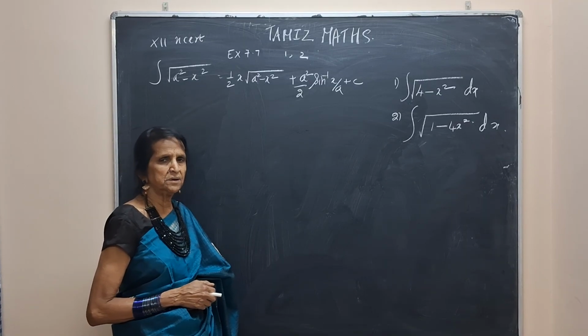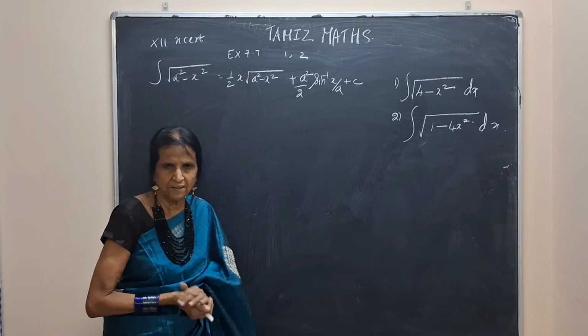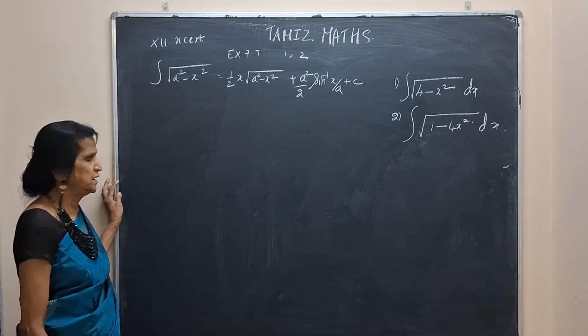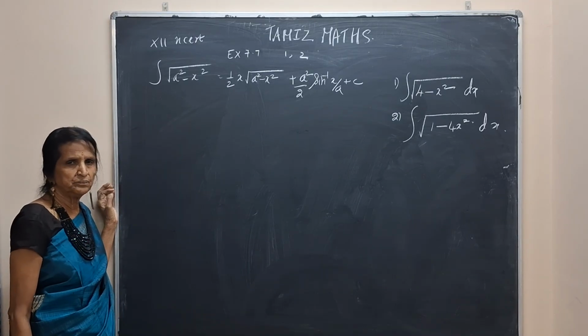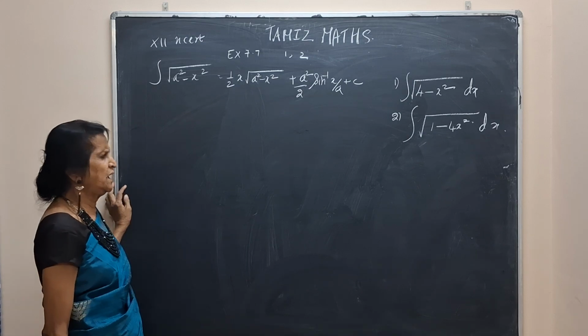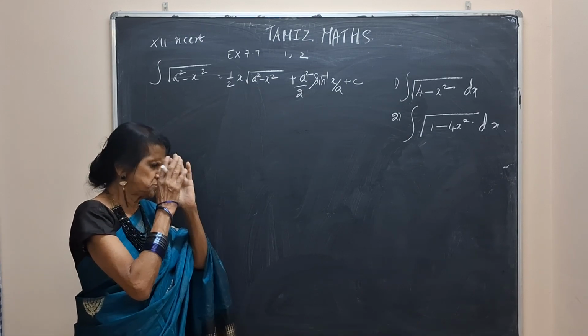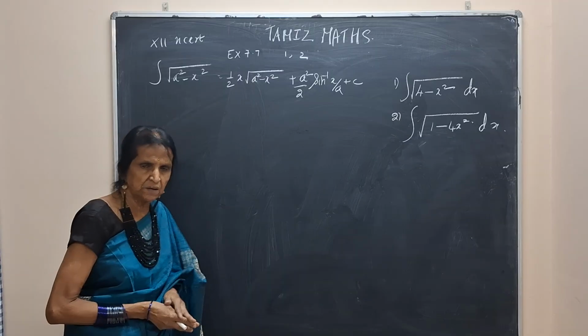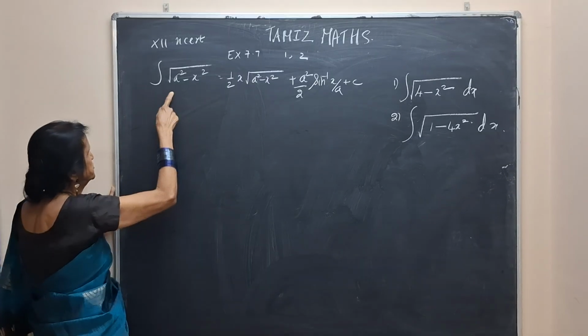So how do you remember it? x by 2, I say it like that. x by 2 into root of a square minus x square plus a square by 2 sine inverse of x by a. I have just one way to remember, and your mind will always speak it out and put it on the paper. Now let's derive it.